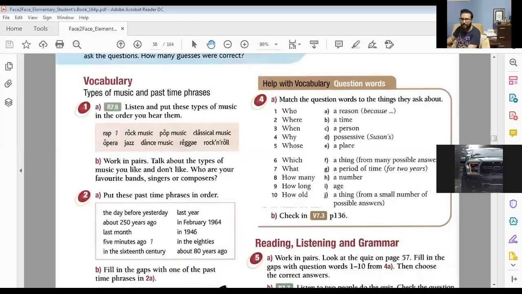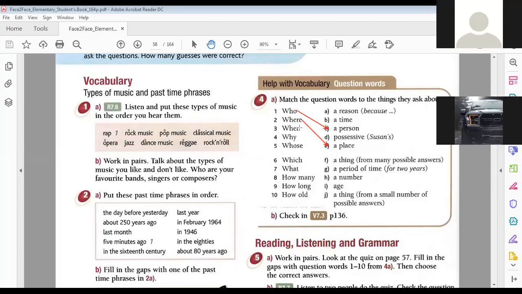Person. Correct. Yes, we use who for person. Where? Place. Correct. And what about when? A time. Right. Why? Because. Yes, for reason. Very good. Whose?